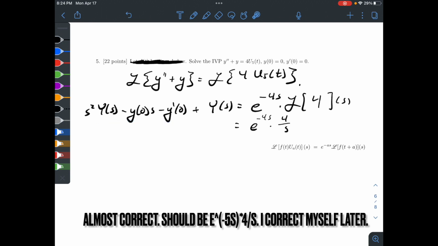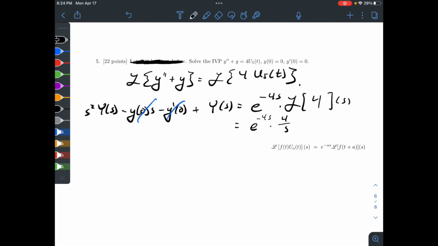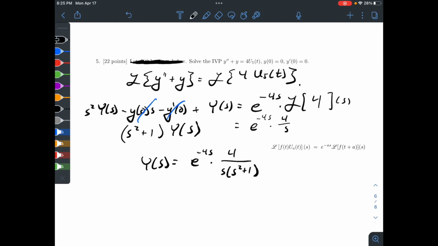Left-hand side, y of 0 is 0, y prime of 0 is also 0. So these things are just going to go away. So we get s squared Y of s plus capital Y of s. We can factor out a capital Y of s, and be left with s squared plus 1 times Y of s. Then we can solve for capital Y by just dividing by s squared plus 1, like so.